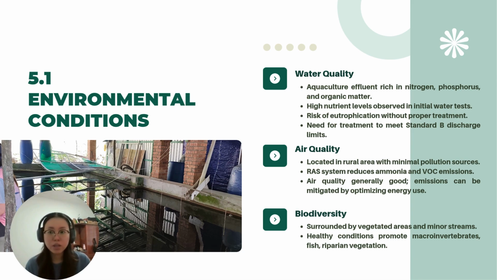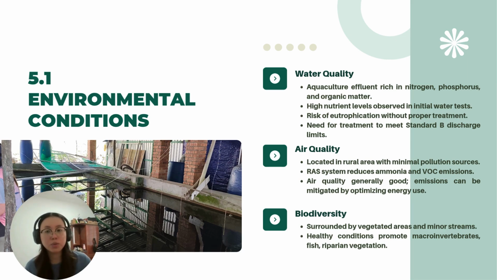Next is air quality. PGA is in a remote rural area, so the air quality is generally good. Since RAS is a closed loop system, it doesn't release a lot of gases or pollutants, which is great. It even emits less ammonia compared to a traditional pond system. The only trade-off is that RAS uses more electricity, but that can be offset by optimizing energy use or integrating renewables.